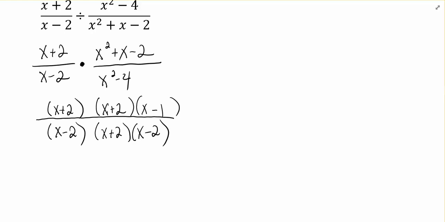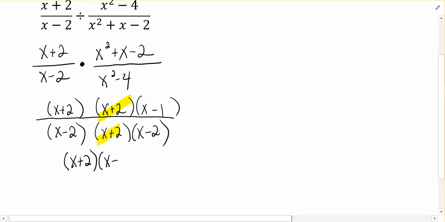And once we have that, now we can do the whole matching thing. We've got an x plus 2 in the top and the bottom, so those divide out. We don't have an x minus 2 in the top and the bottom, and so that's as good as we can get. So up top, we've got an x plus 2 and an x minus 1. And in the bottom, we've got a couple x minus 2's. So we can either write it as x minus 2 times x minus 2, or we can write it as x minus 2 squared.